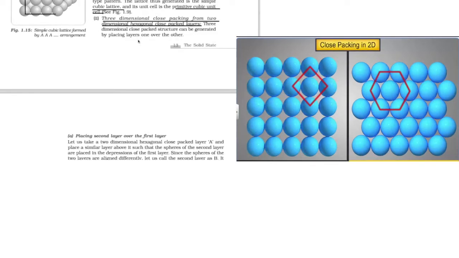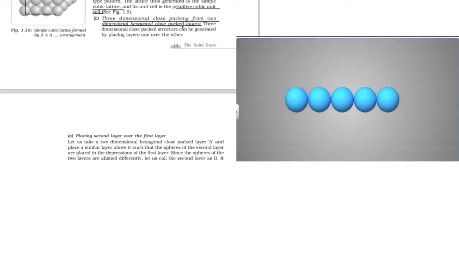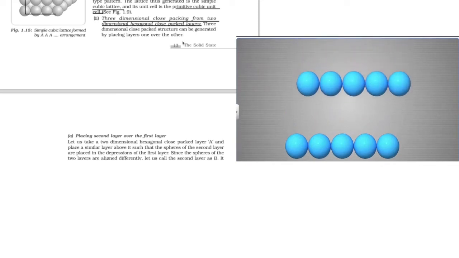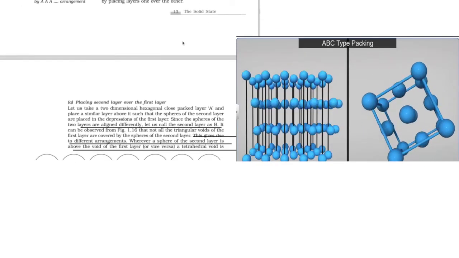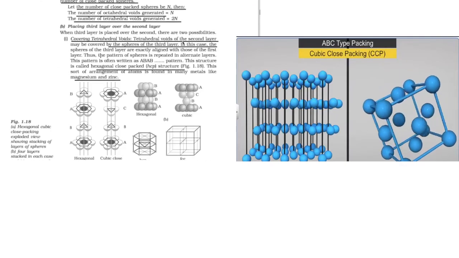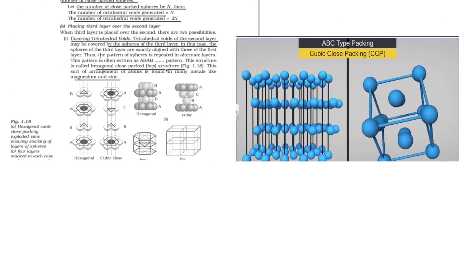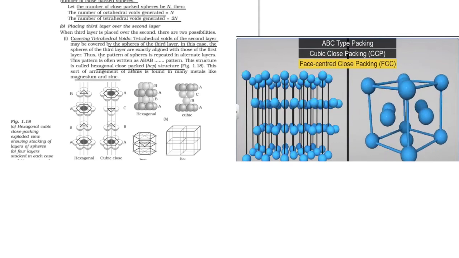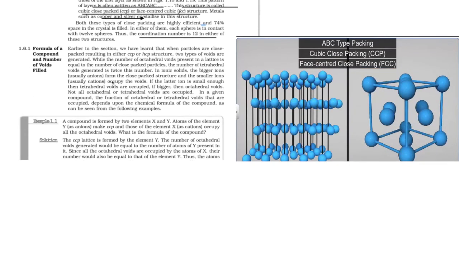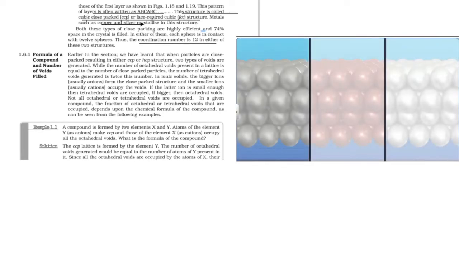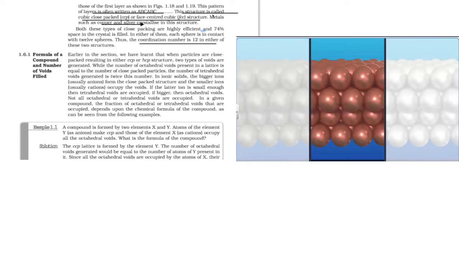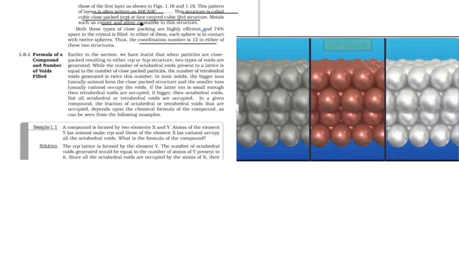Second type of 3-dimensional close packed structure may be obtained from 2-dimensional hexagonal close packed layer. 3-dimensional close packed layers obtained by this are of two types: hexagonal close packed structures. Examples of hexagonal close packed structures are magnesium and zinc, and second one are cubic close packed structure or face centered cubic structures. The examples of face centered cubic structure are copper and silver.